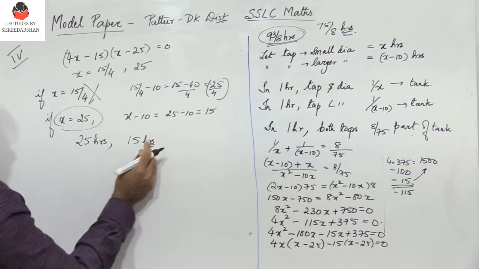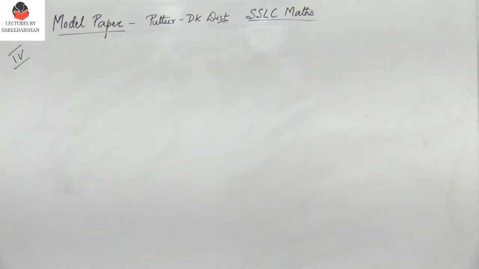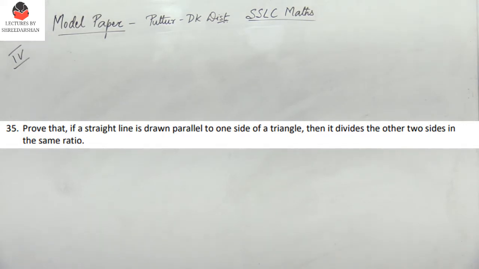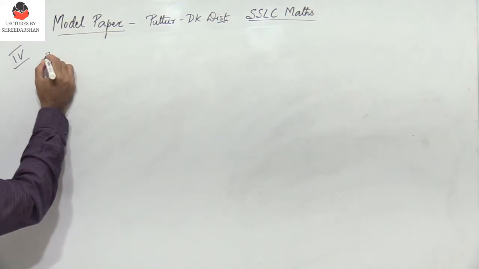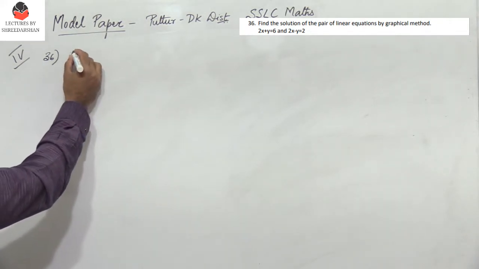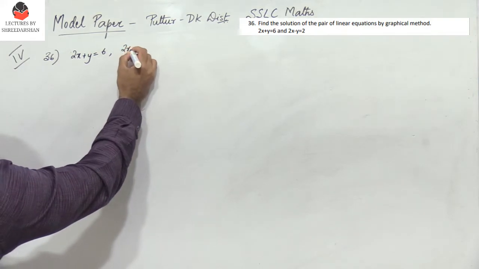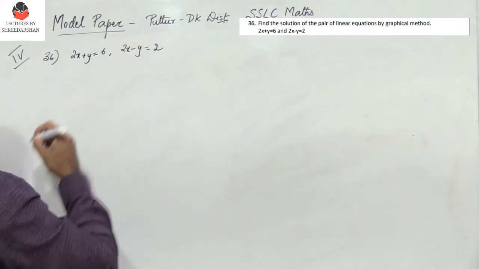But if I use the tap with the larger diameter alone, it would take 15 hours to fill. And what is the difference? The difference is 10 hours. So this is the answer. So problem 35 is a proof which all of you can solve. Problem 36, we need to solve using graphical method. So solve 2x plus y equals 6 and 2x minus y equals 2 by graphical method.